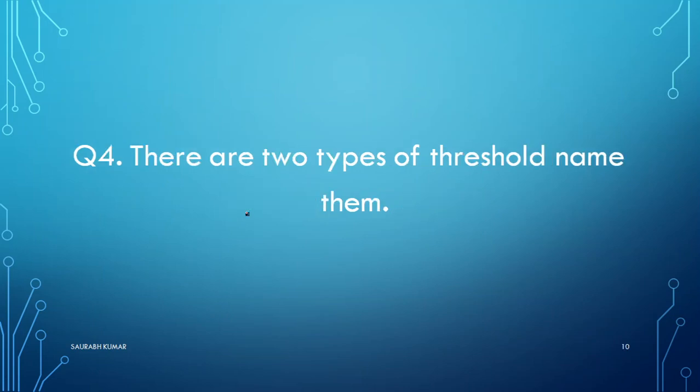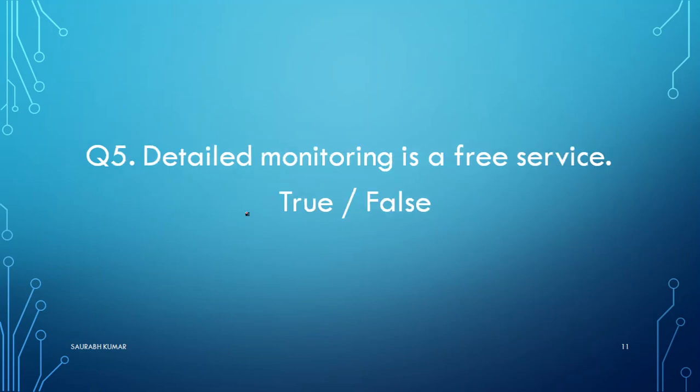Question number 4, there are two types of threshold. Name them. What are the two types of thresholds when you are setting an alarm? And the final question from today's session is, detailed monitoring is a free service. Do you think it is true or false? Detailed monitoring, is it a free service or is it a paid service?